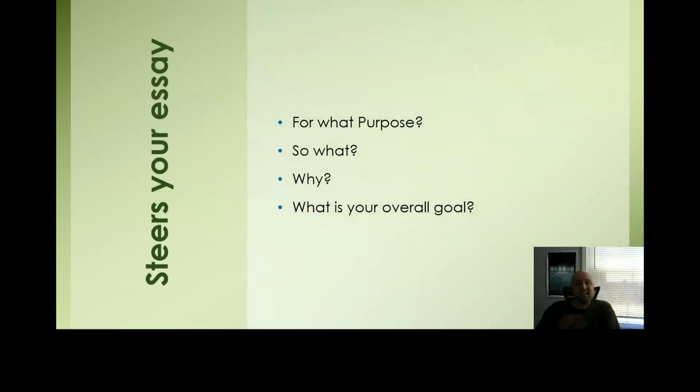So here when I say that it steers your essay, what I mean is that your thesis statement tells us what's the purpose of this. So what? Why are we doing this? What's your overall goal? Right? This is the control that the thesis statement establishes for you as a writer. It allows you to steer and know where you're going with your essay and to get it there safely. The thesis statement sets you up for that.